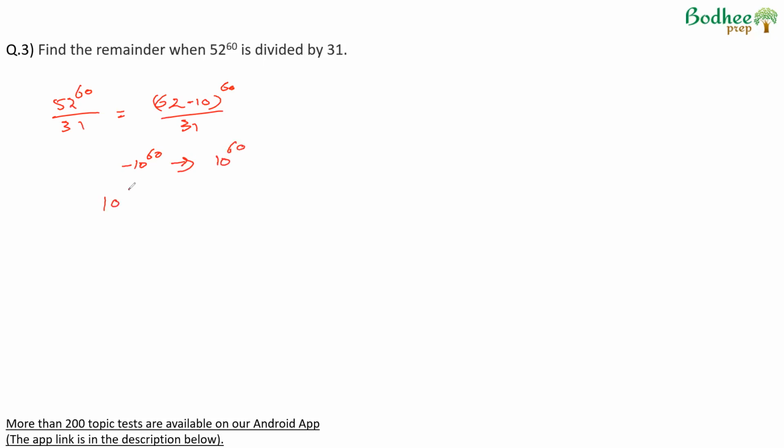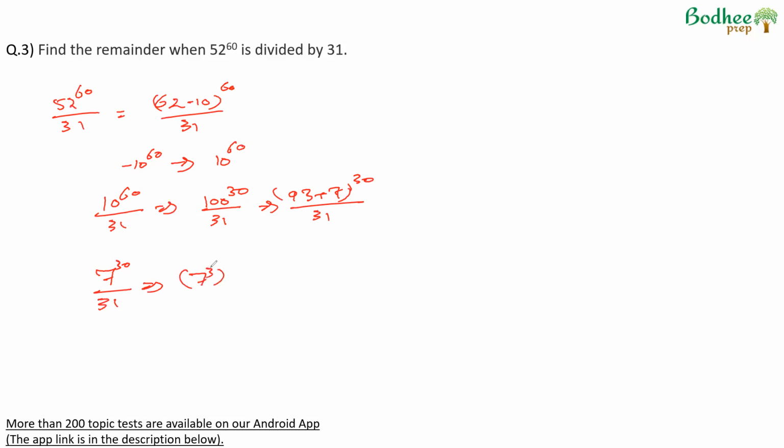10 raised to power 60 divided by 31 can be written as 10 squared, 100, raised to power 30 divided by 31, and 100 is nothing but 93 plus 7. So from here we get the remainder as 7 raised to power 30, and we are dividing it by 31. 7 cube is 343, so this becomes 343 raised to power 10 upon 31. 343 divided by 31 will be a remainder of 2, because 343 is 341 plus 2.